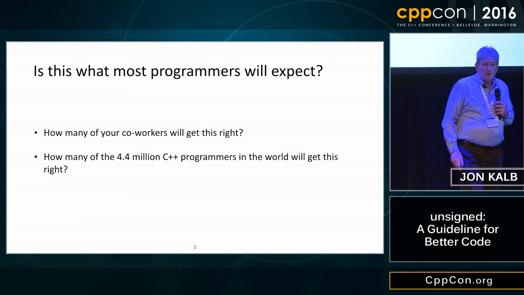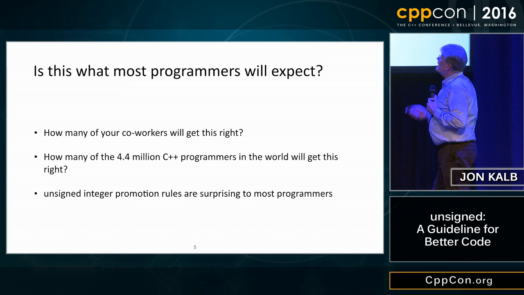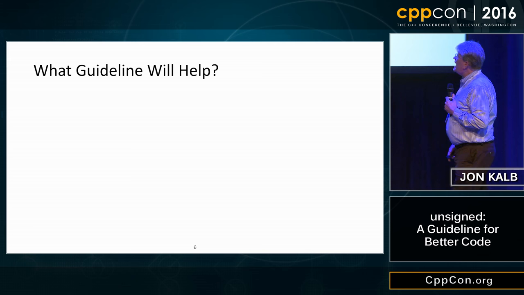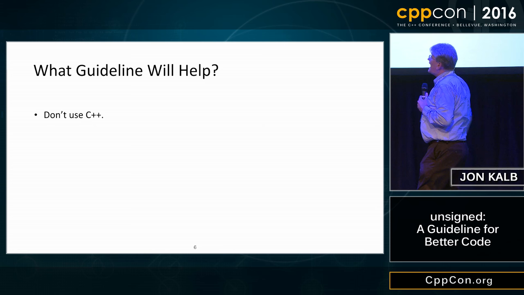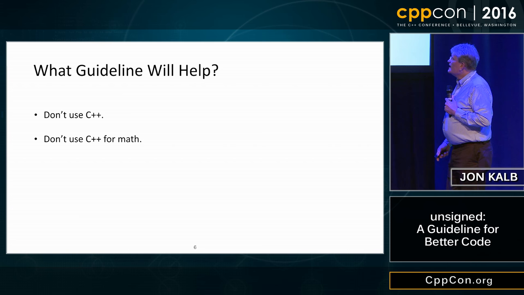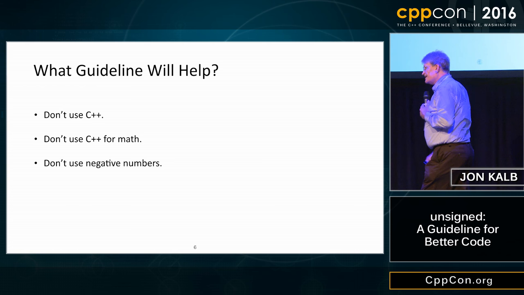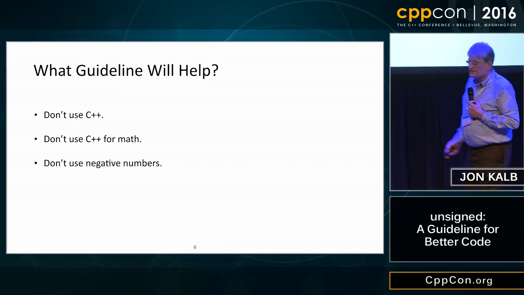So what kind of advice can we give them? What's the guideline that's going to help? Well, we could give them a guideline like that, but I'm not really going to go along with that. So we're not going to do that. So we could do that. That's not really that much better, is it? I believe strongly in the power of positive thinking, but I don't think we're going to be able to write non-trivial applications that never use negative numbers.